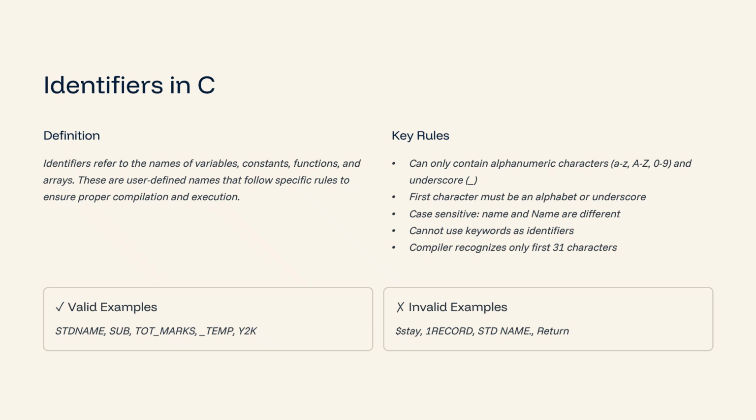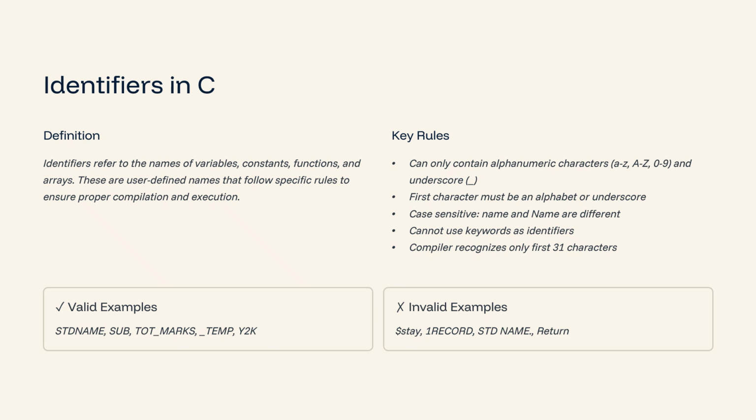The next rule is that C is case sensitive. Case sensitive means that if I define name in small case and Name in capital case, both are different. All these are considered different identifiers. Also, we cannot use keywords as identifiers. Keywords are reserved words like int, float, return, which are defined by the C compiler. They cannot be used as identifiers. You can see here valid examples like name and marks.